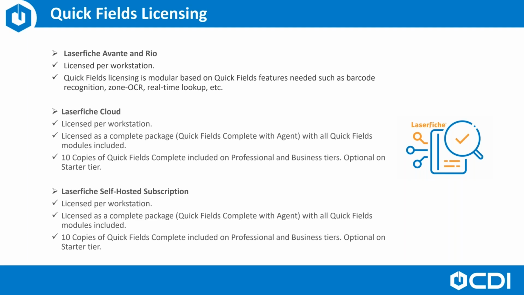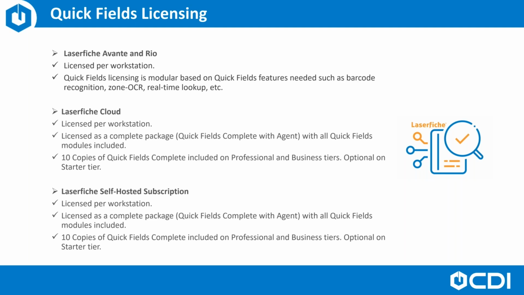You basically get QuickFields Complete. So that includes everything. That includes barcodes, zonal OCR, real-time lookup. And you also get QuickFields Agent, which is the feature that would allow you to have those sessions be started automatically on the server itself. So it's really nice. That's maybe one reason you all may want to consider migrating to Laserfiche Cloud or the self-hosted subscription option, because you get QuickFields Complete.